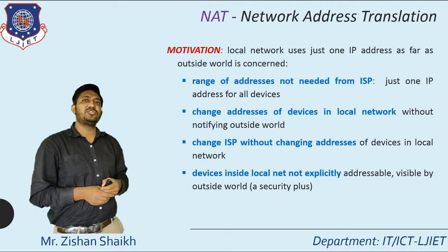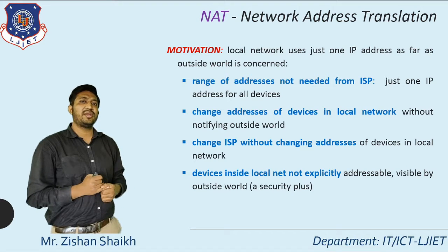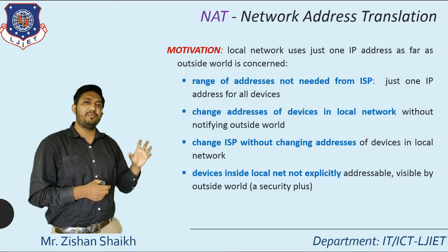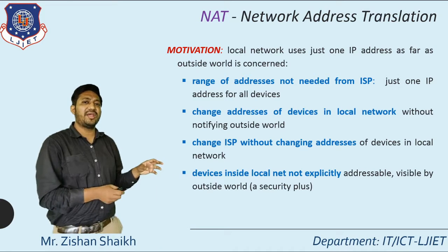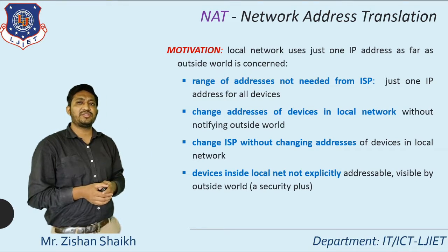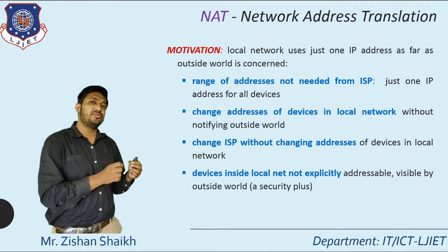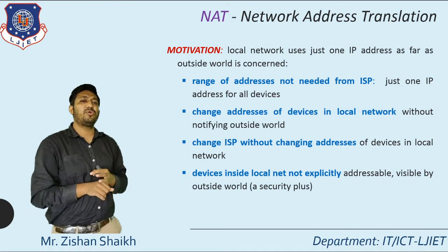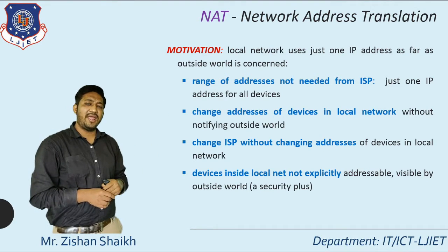The first advantage is that a range of addresses is not needed from the ISP. Suppose we have an organization with a number of devices. From the ISP we have to purchase only one public IP, and we assign private IP addresses to the organization's devices. When traffic moves from inside to outside the organization, that IP is converted with the help of NAT. This is our aim, to reduce the number of IP addresses. This is its biggest advantage, and whatever problems occur in terms of the number of IPs will be helped by the NAT protocol.